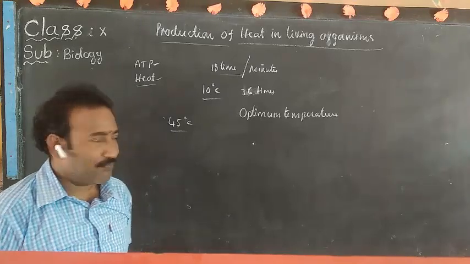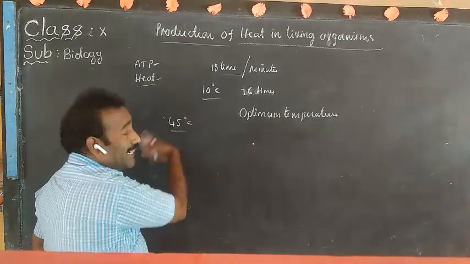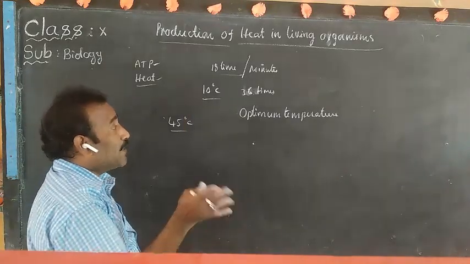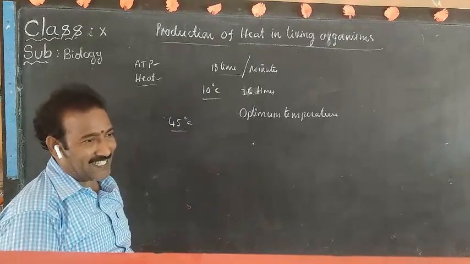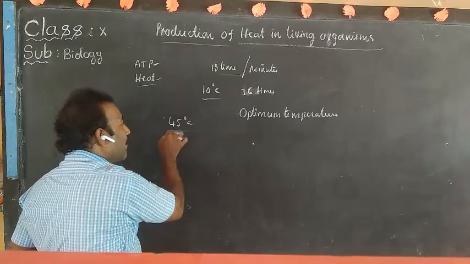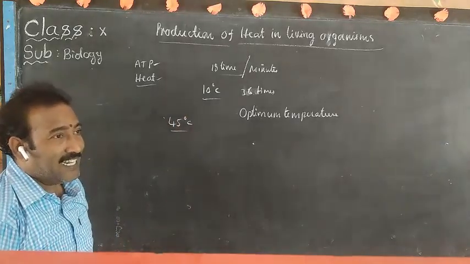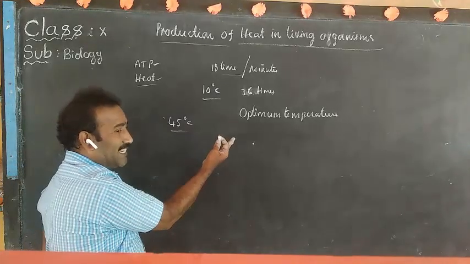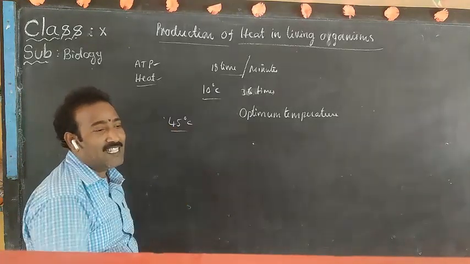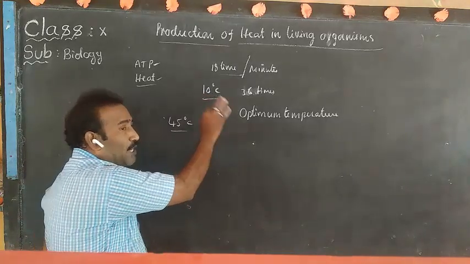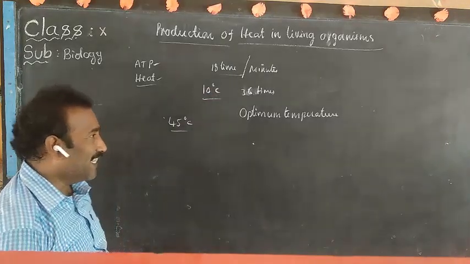More than this 45 degrees Celsius, what will happen? The rate of respiration gradually decreases. In the human being the optimum temperature is 45 degrees Celsius. More than 45 degrees Celsius or less than 45 degrees Celsius, the rate of metabolic processes gradually decreases.